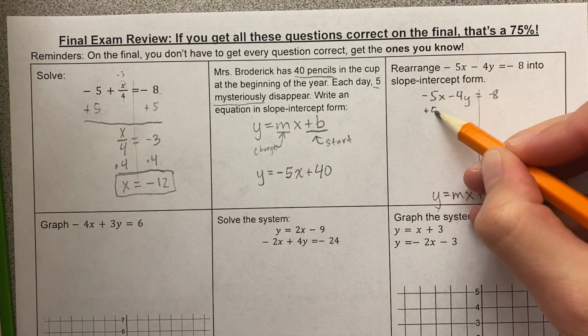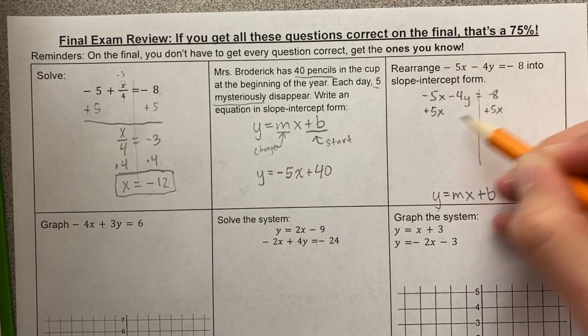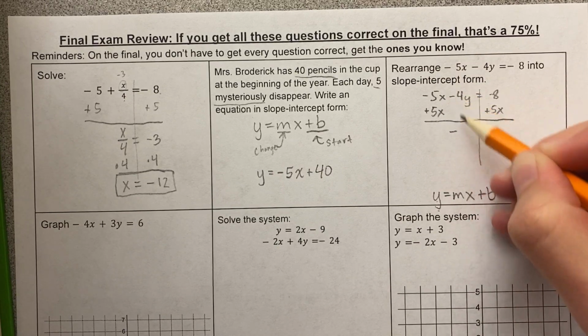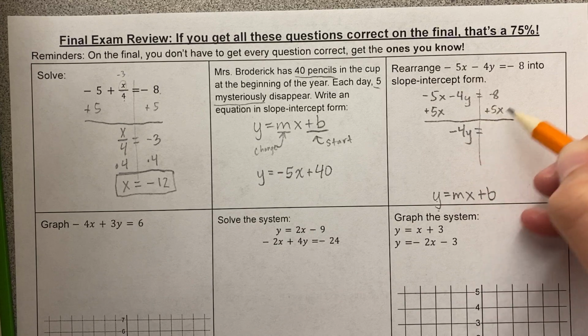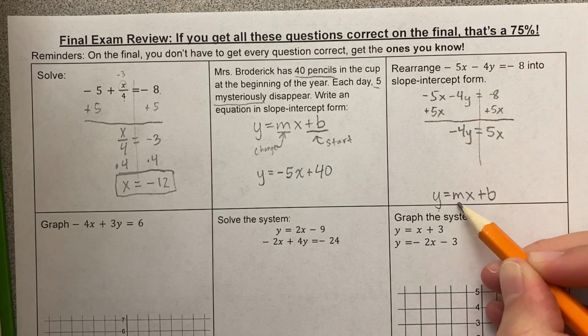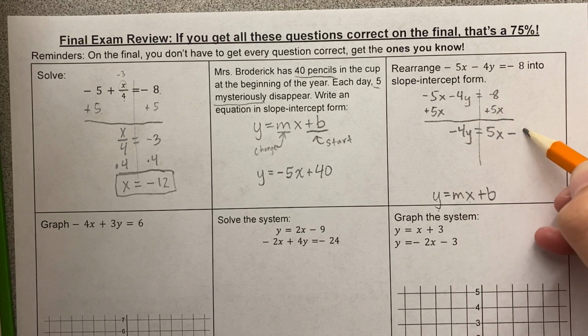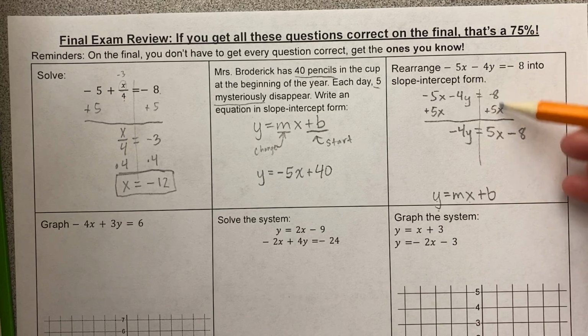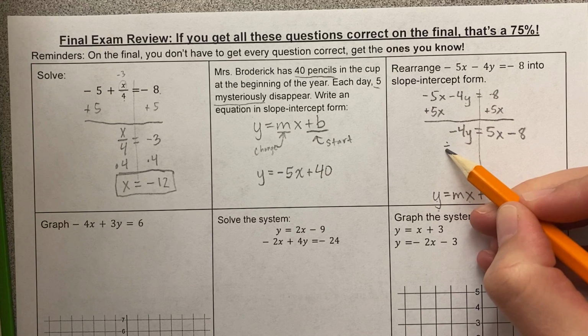This is -5x, so I'm going to do +5x. I'm going to bring down, I'm not going to forget that negative sign. I'm going to bring it down just like this. The term with the x first, and then the term without the x. Notice I didn't do any math here. I didn't combine. These are not like terms. I can't combine them.